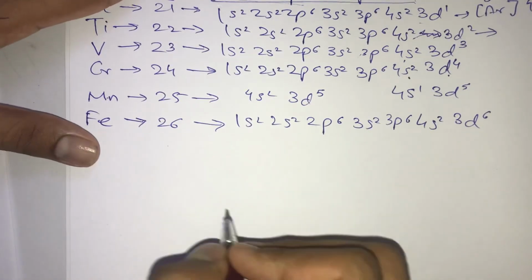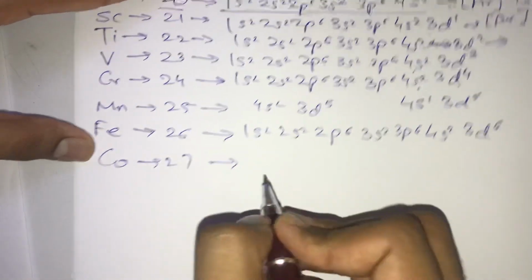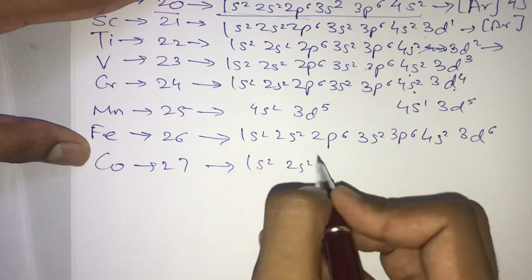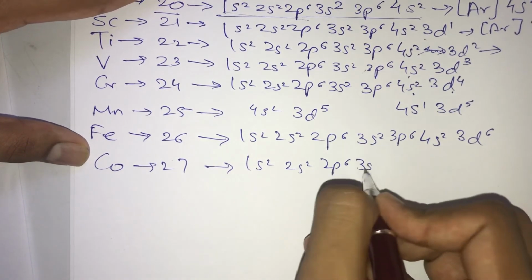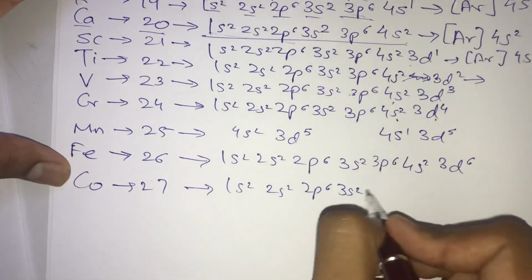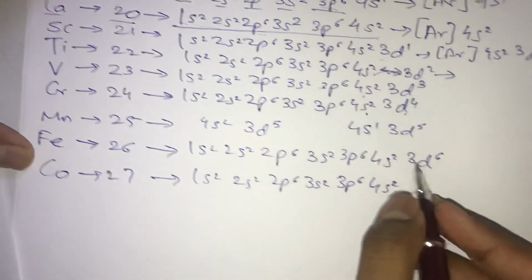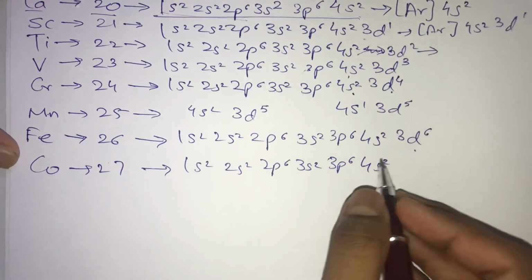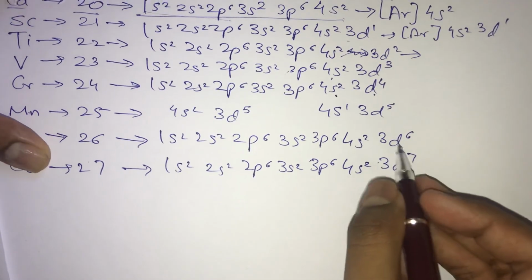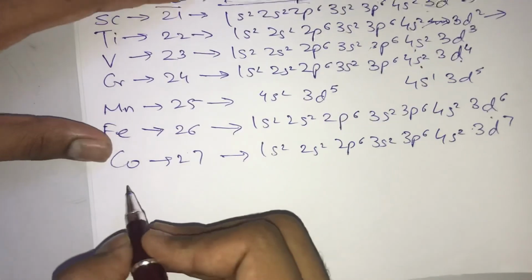After iron it is the turn for your cobalt now. Cobalt, whose atomic number is 27. So you are going to write 1s2 2s2 2p6 3s2, that is up to 20. For reaching 27 you have to write up to 20, 3p6 4s2, and after 4s2 comes 3d, but since you have only 7 electrons left, therefore you are going to write 3d7, and as we all know, d can take a maximum of 10 electrons. So we have finished till cobalt.